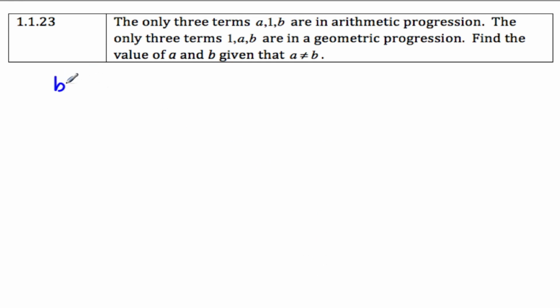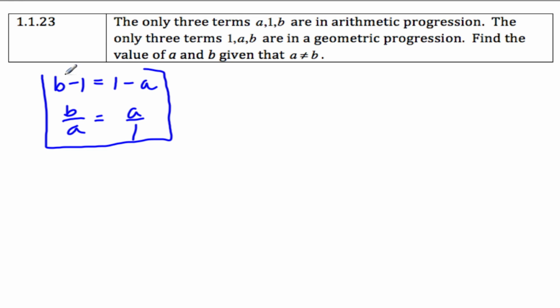So we should have b minus 1 will be the same thing as 1 minus a. And similarly, with the geometric, we can go b divided by a is the same thing as a divided by 1. So those should be our two equations, and we have two unknowns, so all we need is two equations.